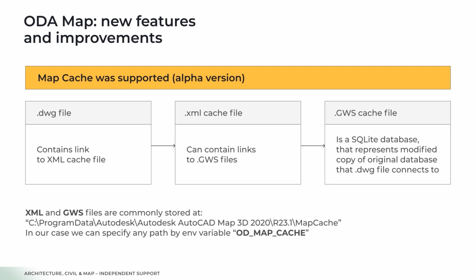For example, if changes are made to a map layer, a copy of the database, a GWS file, is created and this copy is visualized instead of the original database. Thus, the map cage feature allows the support of GIS objects graphics data modification.